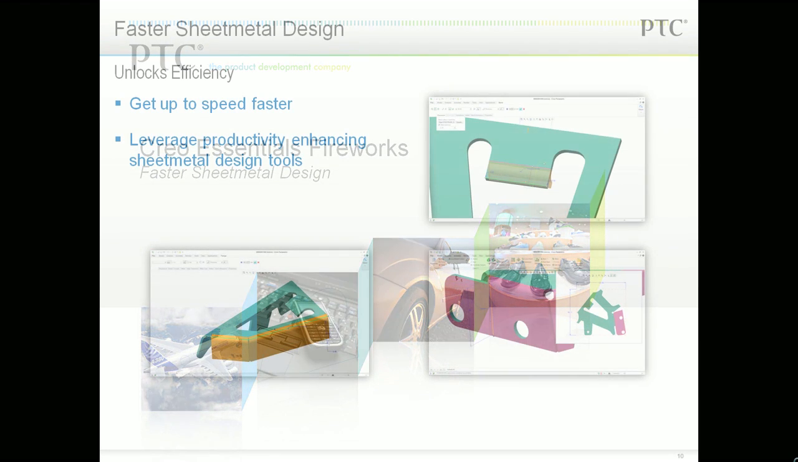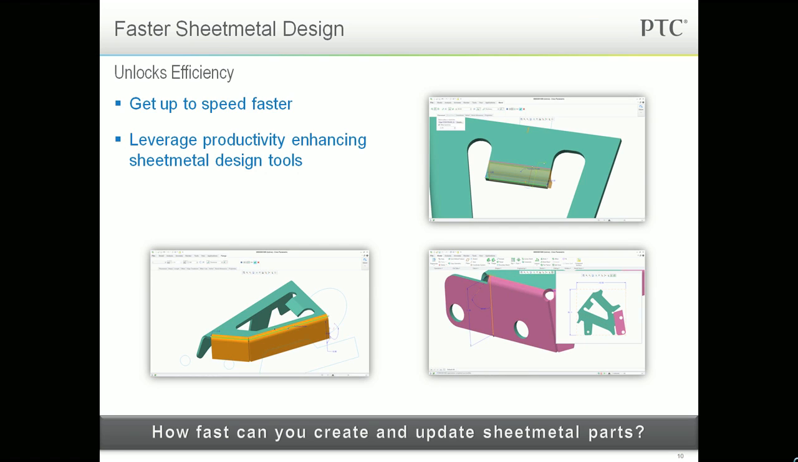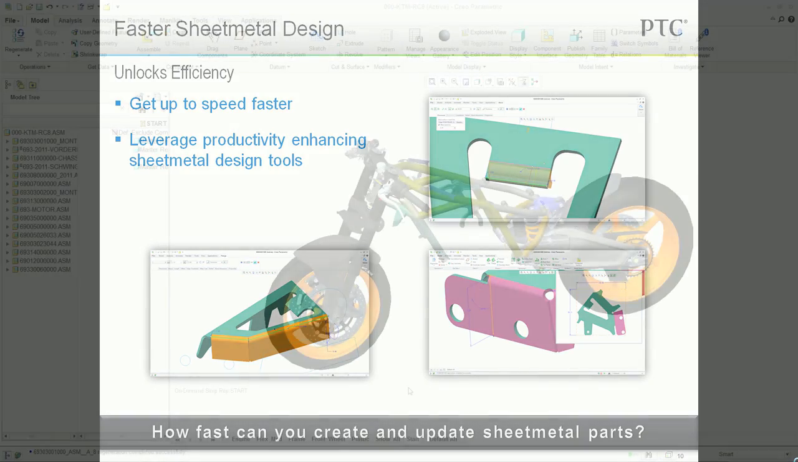In this demonstration, we will highlight Creo's industry-leading sheetmetal capabilities. These new capabilities allow users to design in sheetmetal faster and with more efficiency than ever before. The sheetmetal functionality in Creo 1.0 has been greatly improved over previous releases.